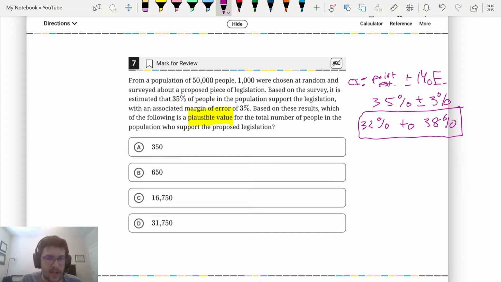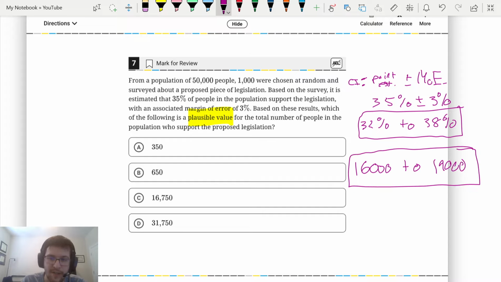So 32% of 50,000, that's 0.32 times 50,000. You could just do that on your calculator, and you get 16,000. And if you do 0.38 times 50,000, that's 38% of 50,000, you get 19,000. So the value must fall between these two. This is wrong, and this is wrong, so it must be C. C is the only one that falls between 16,000 and 19,000. All right, let's keep going.